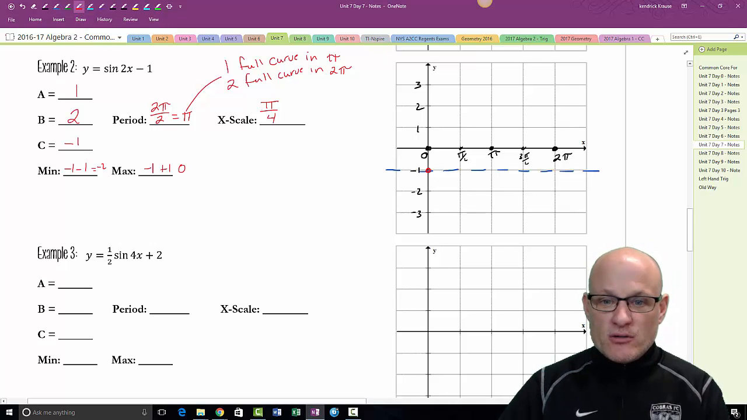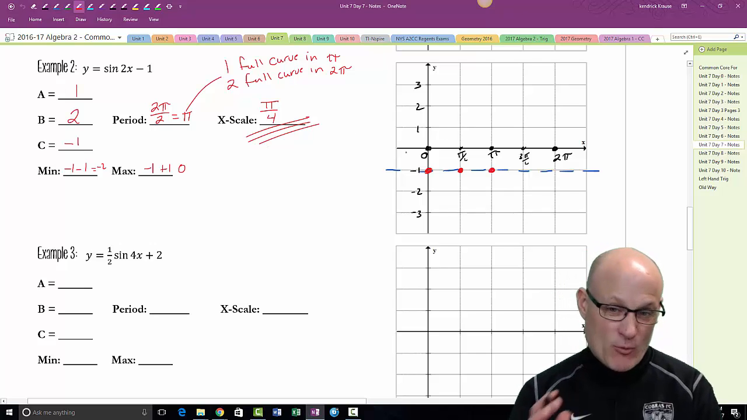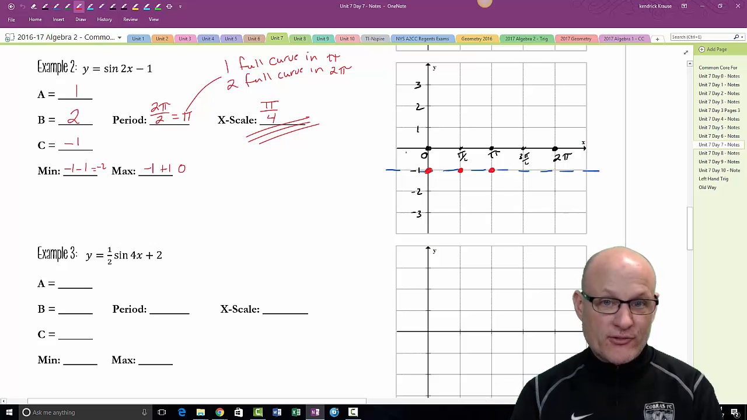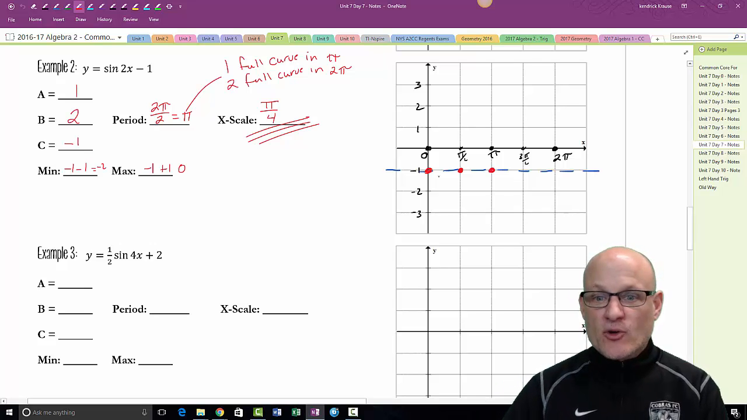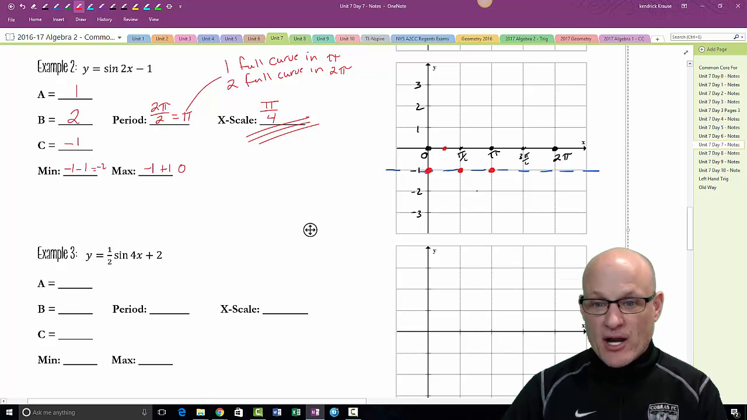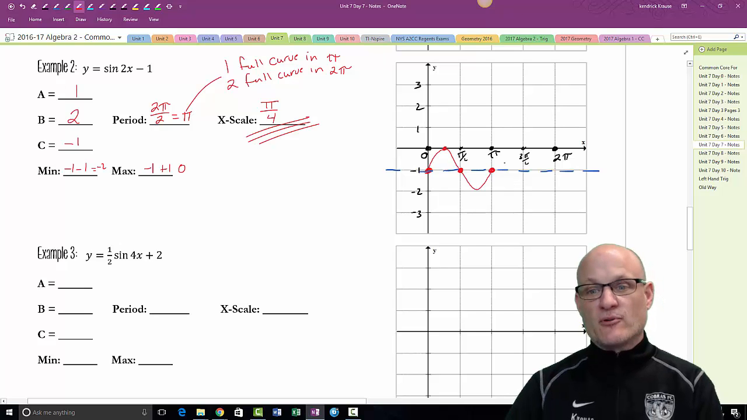I'm going to start at 0. I'm going to end at 0. In between is a 0. Now, the reason I said my scale factor is x equals 4 is because I ought to have one of those 5 important points every pi over 4. So between these two is a max. Oh, that's a pi over 4. In between these two is a min. There's pi over 4. That's another pi over 4 in between those two. And there's one full curve.